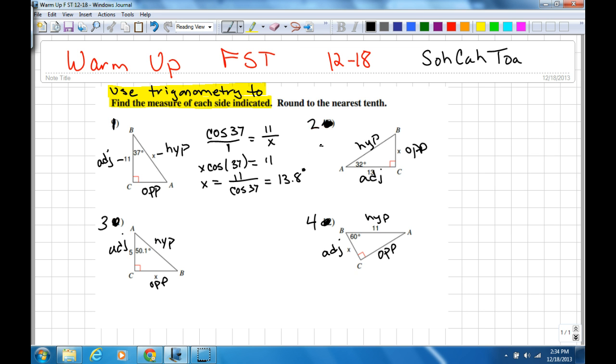Cosine 37 equals 11 over x, and then multiply both sides by 11, and do it that way? No, because 11's on the top, right? So you'd want to multiply by the denominator in that case. So you'd want to multiply both sides by x if you do it that way.